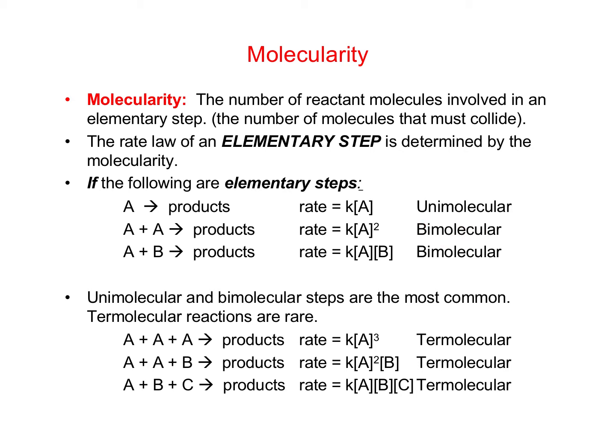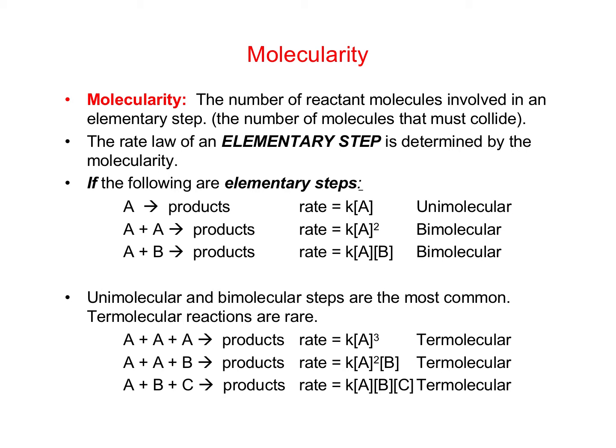But the two things that collide in a bimolecular step don't have to be the same. If I had two different molecules colliding, right, there's still two things colliding, so it would still be bimolecular. And in this case, the rate law of this elementary step would be rate is equal to k times A to the first power and B to the first power.